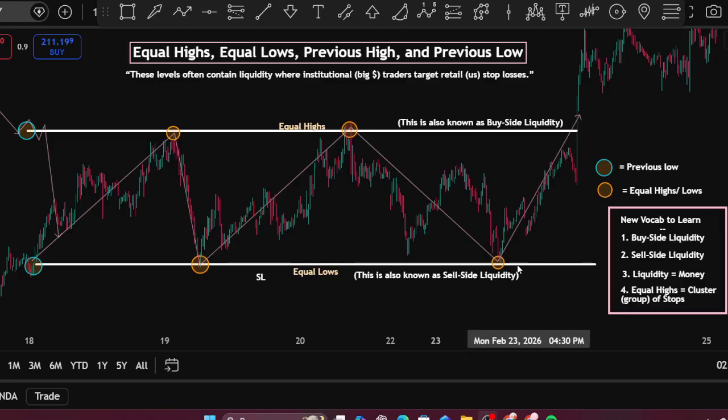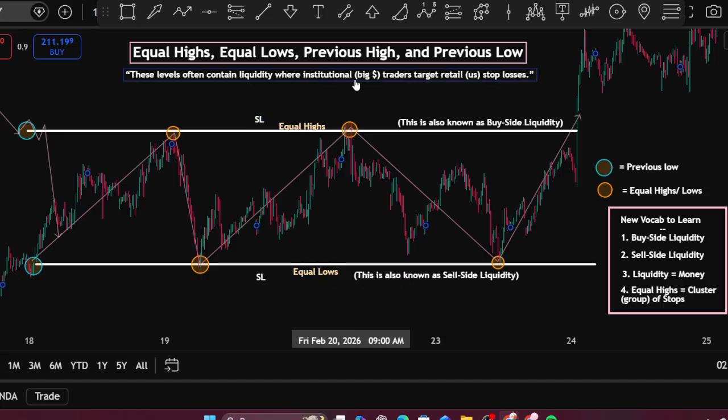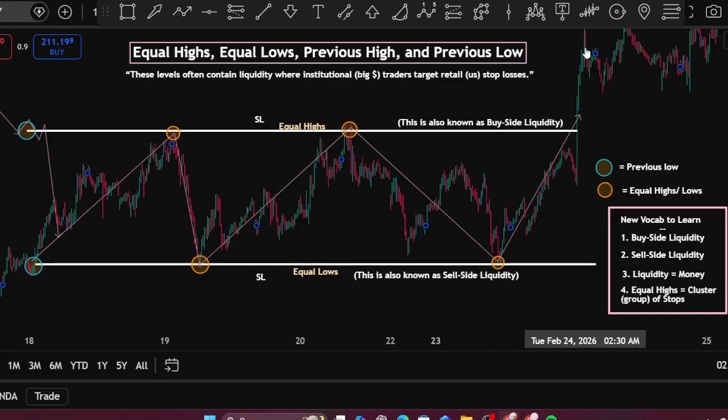Okay, so now that we understand where liquidity wants to go, where the institutional big money traders target those retail traders like us, stop losses, to make their true move in the direction that they want to go. Let's just look at how this whole sequence looks first.